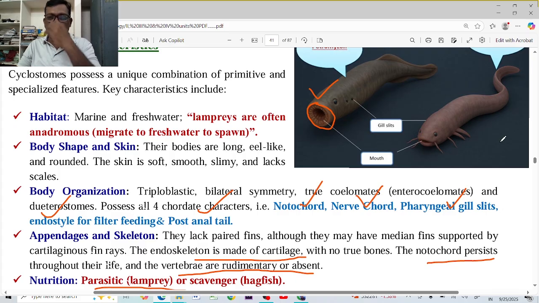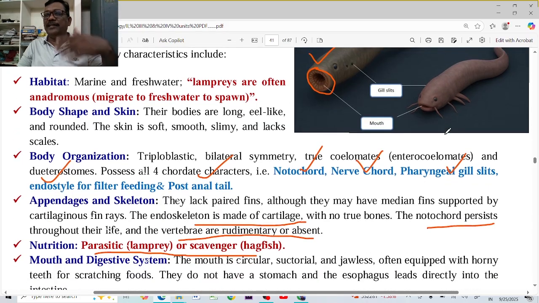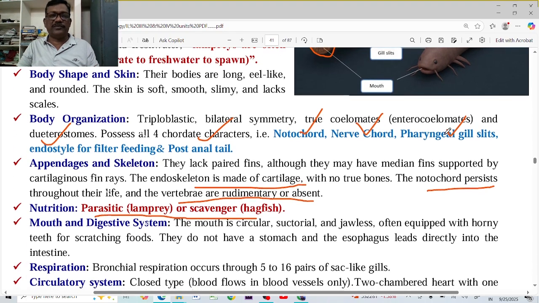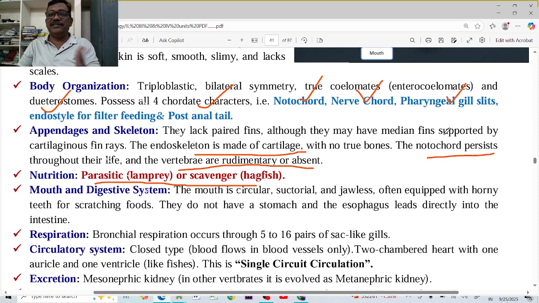But hagfishes are not parasites, they are scavengers. They take decomposing material, which also contains some nutrients. They can absorb the decomposing material's juice through the mouth. That is called scavenging.